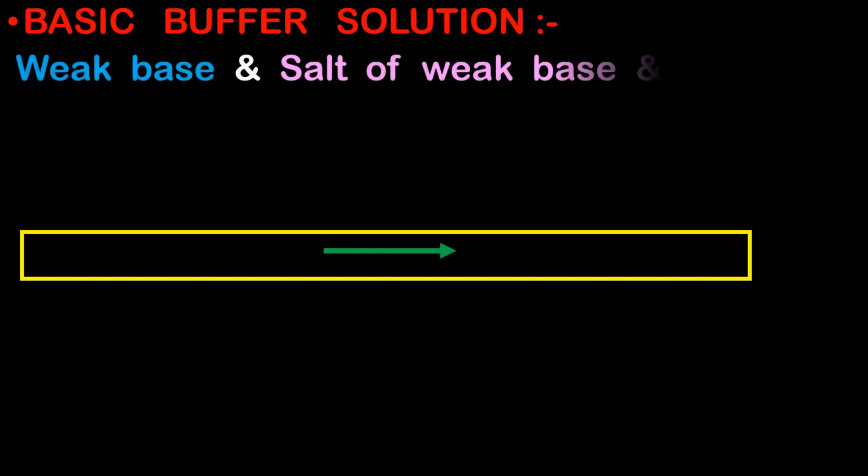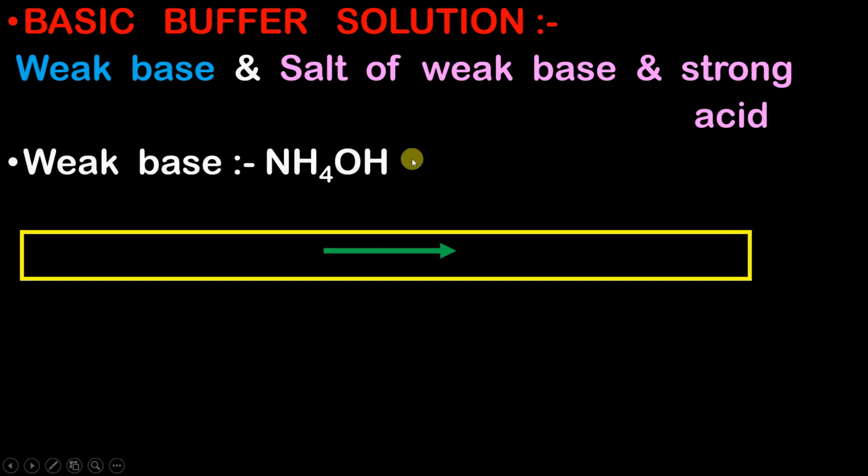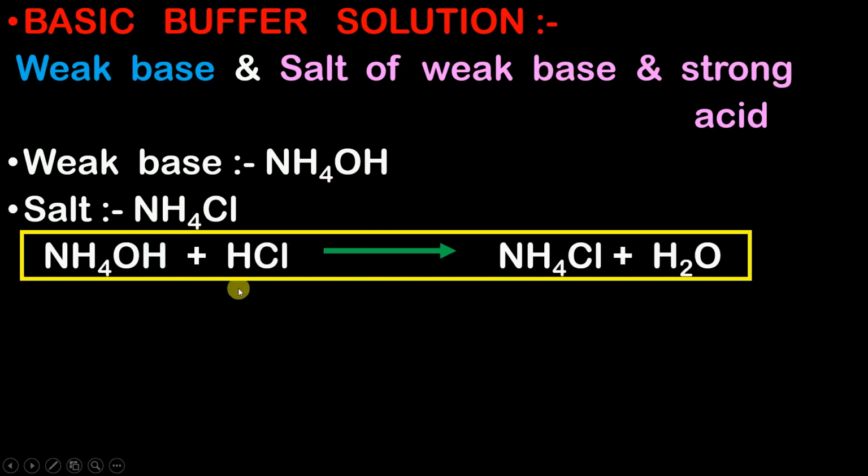Now, for a basic buffer solution, you require a weak base and a salt of that weak base with a strong acid. So let's consider an example of a weak base, that is NH4OH, ammonium hydroxide, and its salt NH4Cl, which is ammonium chloride. Now how do we get this NH4Cl? It is a salt of a weak base and a strong acid. So when a weak base like NH4OH reacts with a strong acid HCl, what we get is NH4Cl plus H2O.